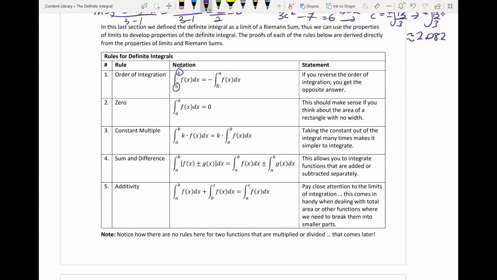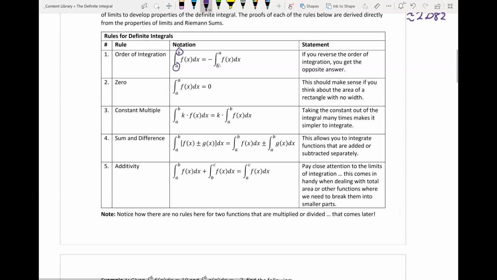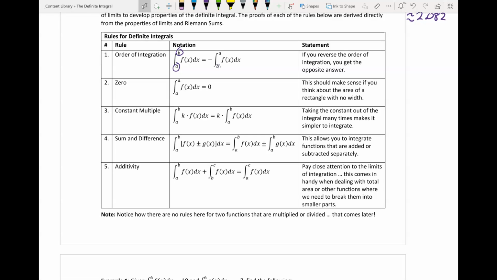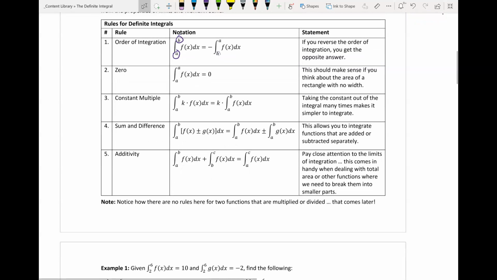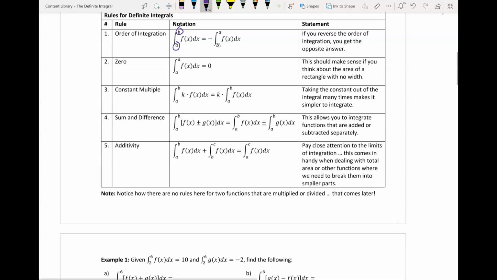Rule number 2, if you have no width, so if we're going from a to a, then you're going to have no area, so your integral is just going to be 0. It's like calculating the area of a rectangle with no width. You're just going to get 0. Constant multiples: if you have a number k, any constant number, you can always take it out of your integral, and it'll make your integral easier to integrate.